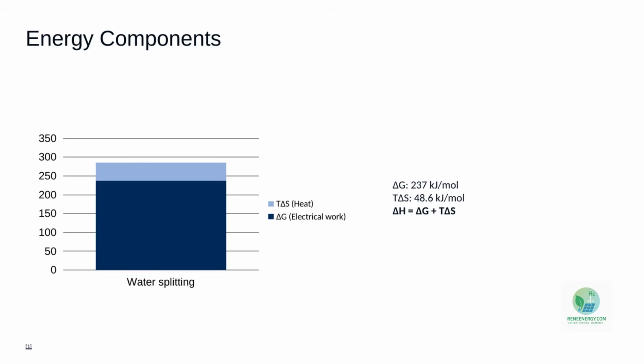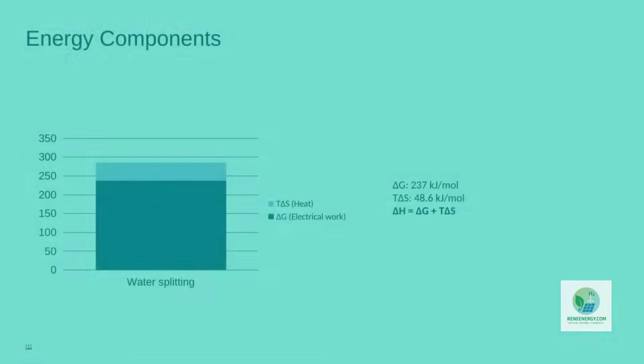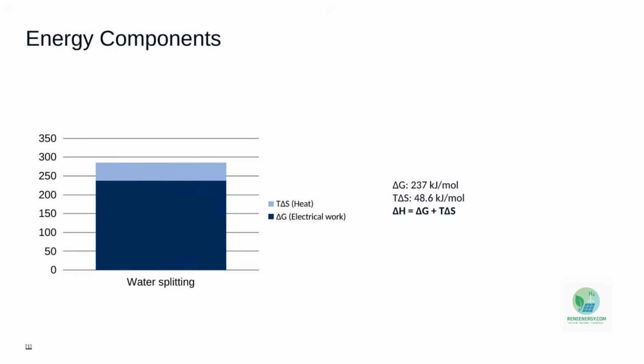In the context of electrolysis, ΔG represents the minimum electrical energy input required to drive the reaction. The TΔS term, where T is the absolute temperature and ΔS is the entropy change, accounts for the heat energy exchanged with the surroundings. For water splitting, ΔG is approximately 237 kilojoules per mole, while TΔS is about 48.6 kilojoules per mole. Therefore, the total enthalpy change, ΔH, which is the sum of these two, represents the total energy required, encompassing both the electrical work and any necessary heat input or removal.